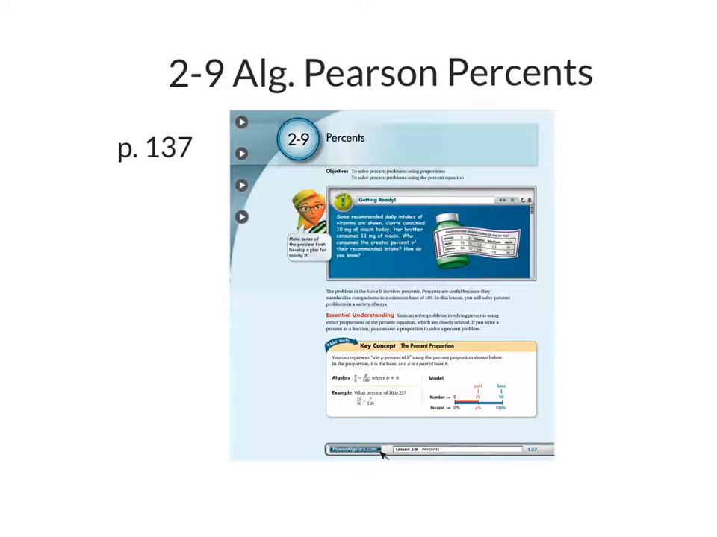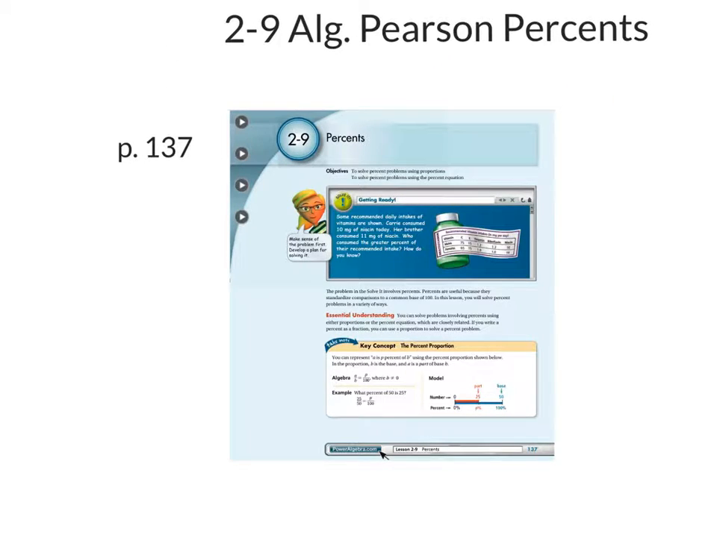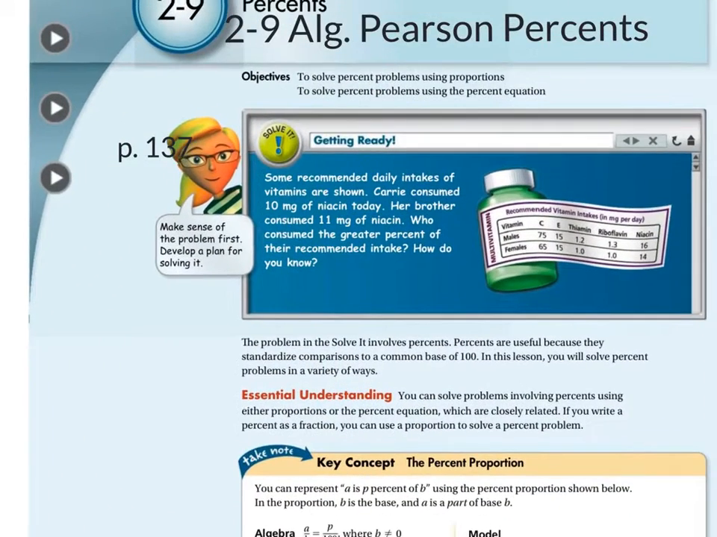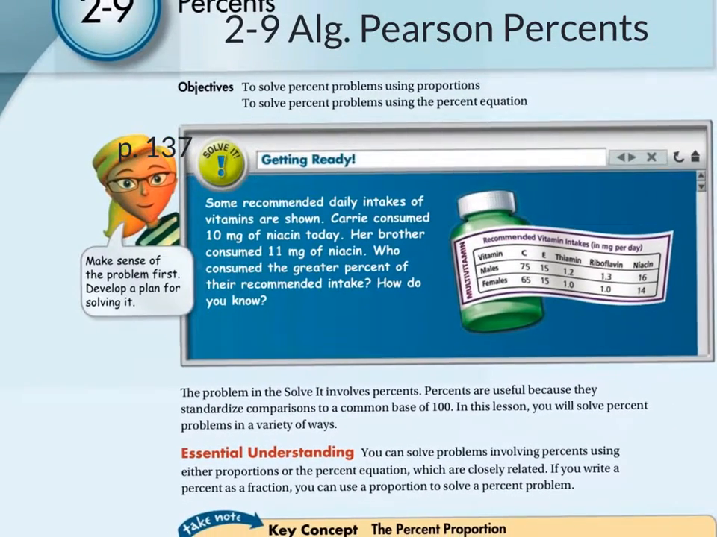Page 137, lesson 2.9 is on percents. Some of the stuff we've worked with before. Some of it we maybe haven't. If we look at the top of the page, some recommended daily intakes of vitamins are shown.